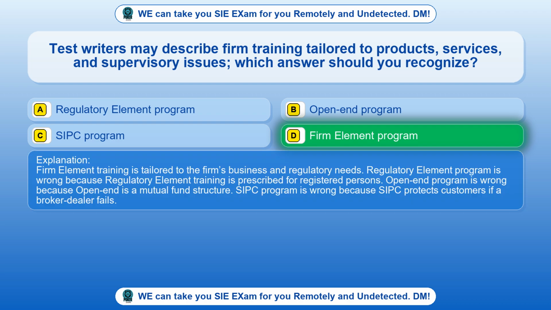Firm element training is tailored to the firm's business and regulatory needs. Regulatory element program is wrong because regulatory element training is prescribed for registered persons. Open-end program is wrong because open-end is a mutual fund structure. SIPC program is wrong because SIPC protects customers if a broker-dealer fails.